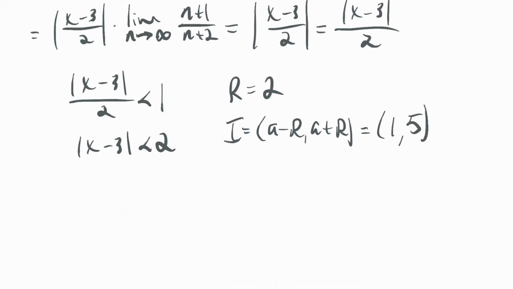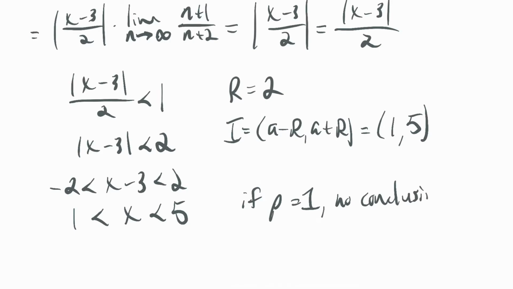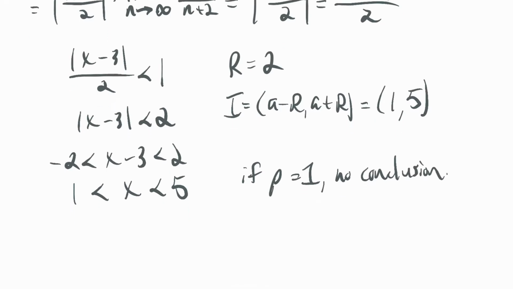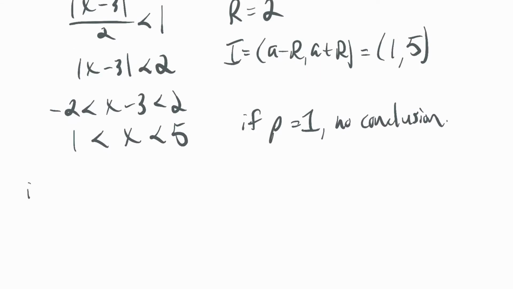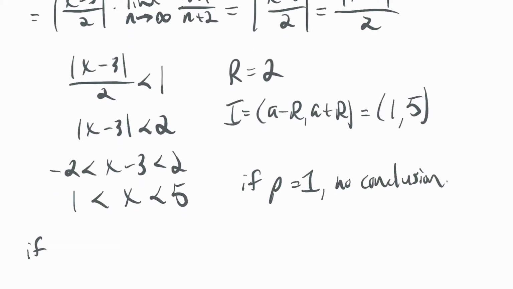Another way to do this is to solve this inequality by rewriting it as a 3-part inequality, like so, and then adding 3 to each component and getting your interval that way. Either one's totally fine. So we have our interval of convergence, except we have to check the endpoints. If rho equals 1, we get no conclusion. So we have to check those endpoints separately. So say rho equals 1, and that would happen when x equals 5.